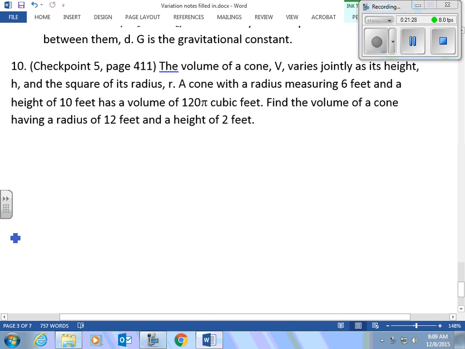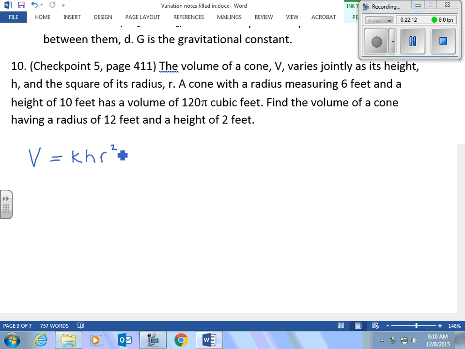Question 10, which is again from the textbook. The volume of a cone V varies jointly as its height and the square of its radius. A cone with a radius measuring 6 feet and a height of 10 feet has a volume of 120 pi cubic feet. So let's look at just that first sentence. The volume of a cone varies jointly as its height and the square of its radius. So the volume varies jointly, so it'll be K times its height and the square of its radius. So V equals our constant of variation times height times the radius squared.